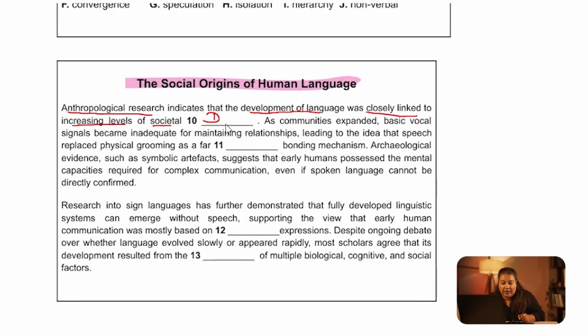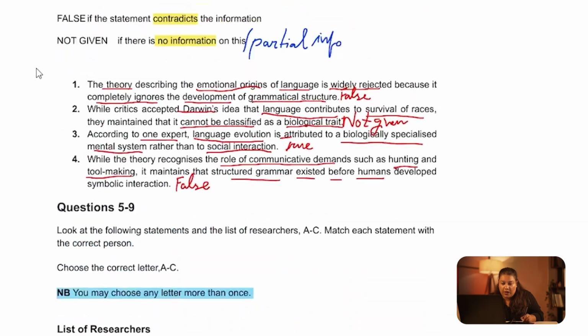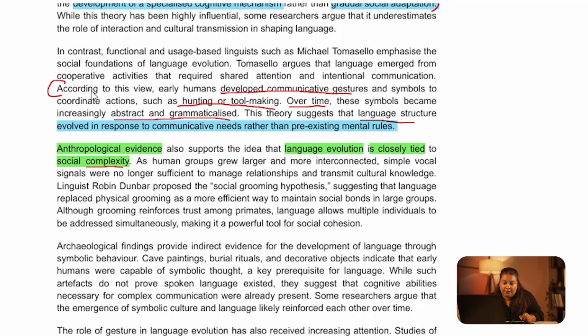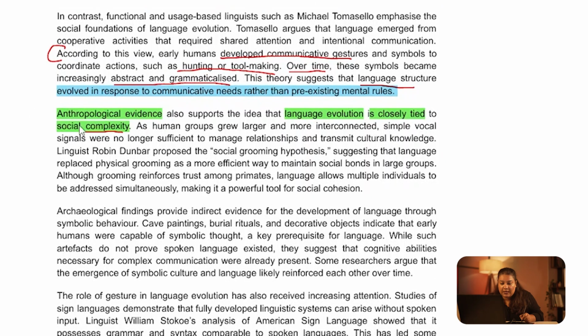Let's move to question number 11. As communities expanded, basic vocal signals became inadequate for maintaining relationships, leading to the idea that speech replaced physical grooming as a bonding mechanism. So my keywords here include communities expanded, vocal signals, inadequate, relationships, idea that speech replaced physical grooming as a bonding mechanism. So let's look for the keywords bonding mechanism, relationships, inadequate, communities expanded. Since it's a summary completion question, it's going to be in the same place where we located the answer for question number 10. So I'm going to be skimming and scanning here itself.